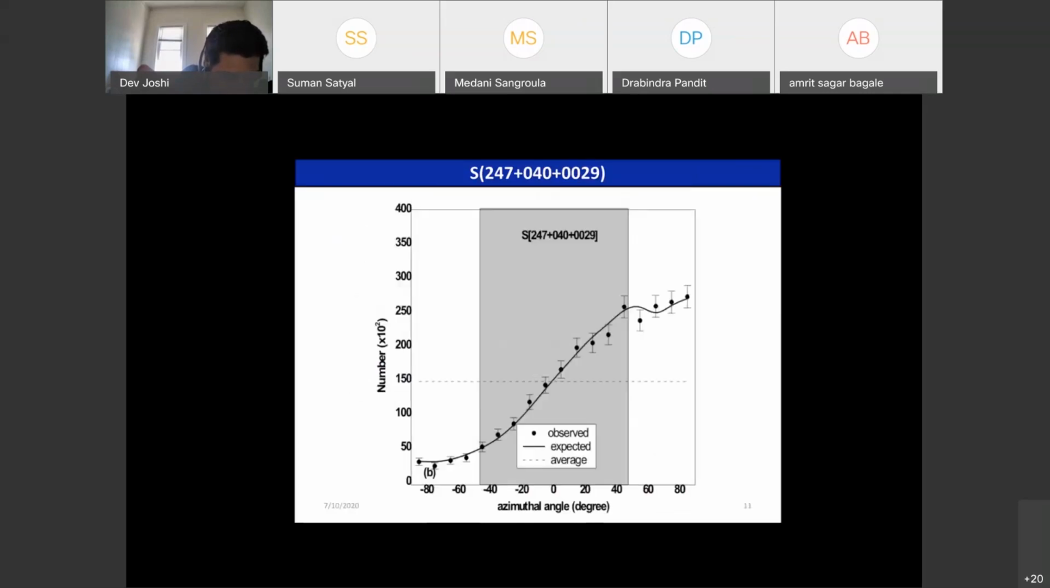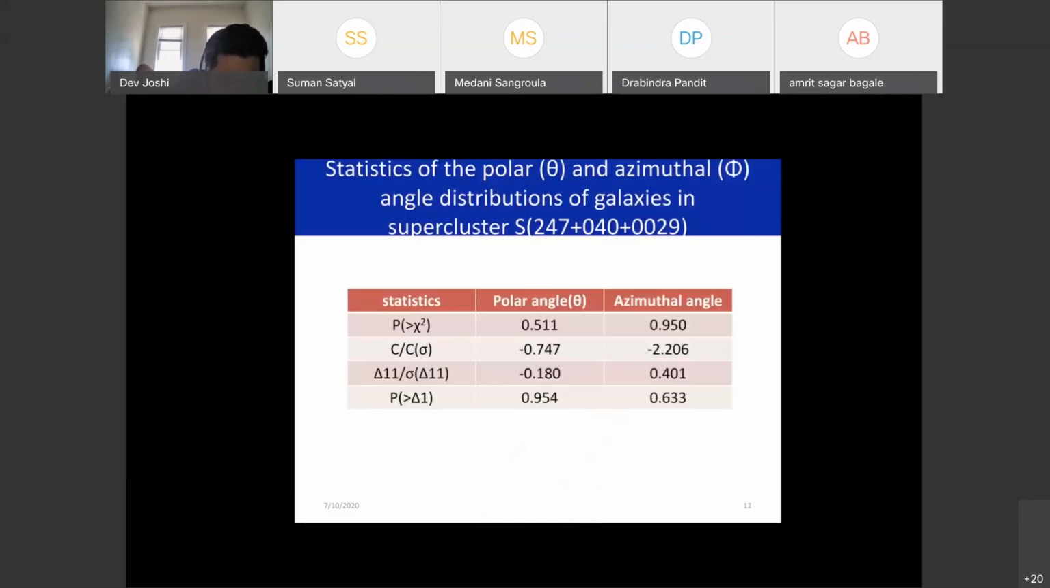In the azimuthal angle distribution of the supercluster, there are two small dips in the plot at phi equals minus 75 degree and at 55 degree, but they are insignificant and they are due to a difference in number of observations from that expected. So we can conclude that there is no preferred alignment of spin vectors of galaxies. This suggests strong isotropy in azimuthal angle distribution, supporting the hierarchy model. In this plot, statistics of polar and azimuthal angle of the supercluster.